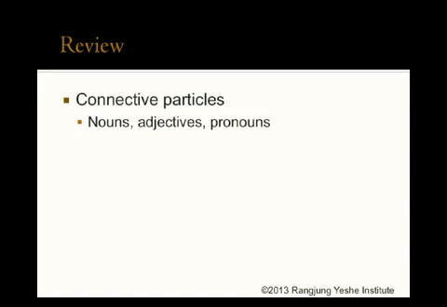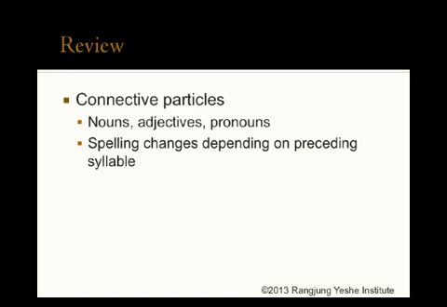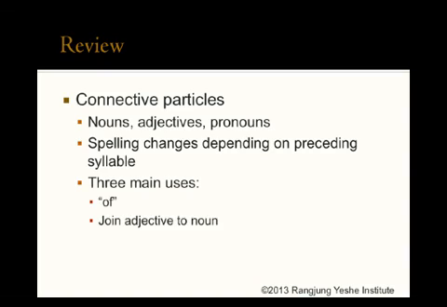Connective particles are used to show relationships between nouns or nominal groups, adjectives, and/or pronouns. The spelling of a connective particle changes depending on the suffix of the syllable immediately preceding it. It's important to review these changes in spelling, which you can find in Lesson 2 of your textbook. There are 3 main uses of connective particles when they're placed between words in a sentence. They show relationships, which can usually be translated as "of." They can join an adjective to a noun, and they can indicate apposition.